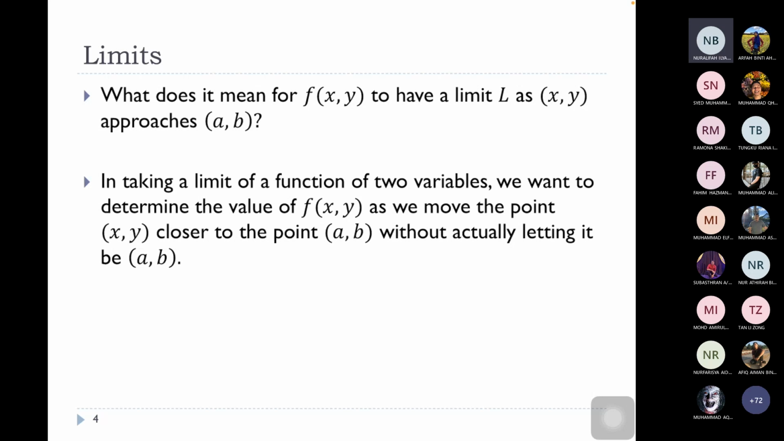Ada soalan? Okay. Clear kan? Apa nama, lag ke? Tak kan?